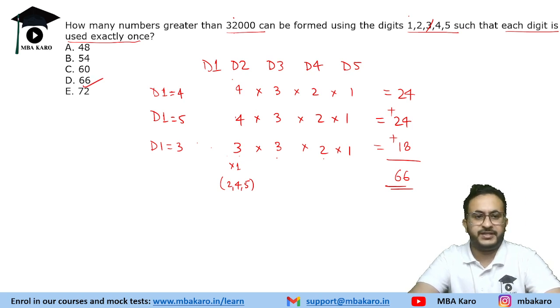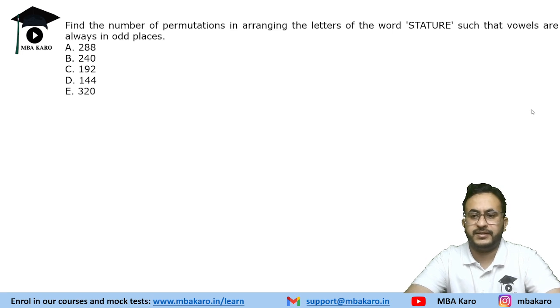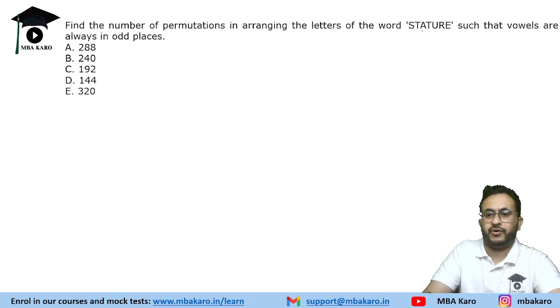Okay, here's the next question. Find the number of permutations in arranging the letters of the word stature such that vowels are always in odd places. So stature is the word given to us, and the vowels are in odd places. So we will see how we are going to put these vowels. Now what are the vowels here? A, U, E.